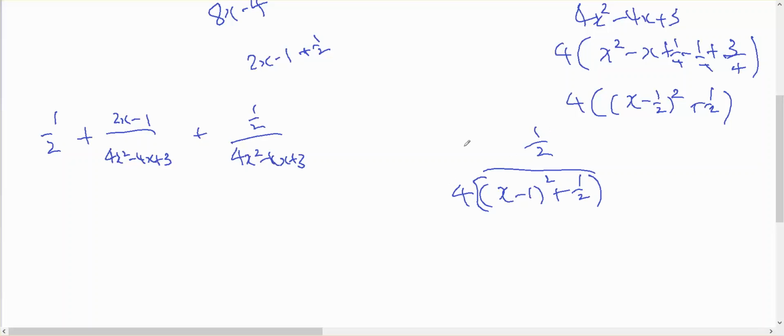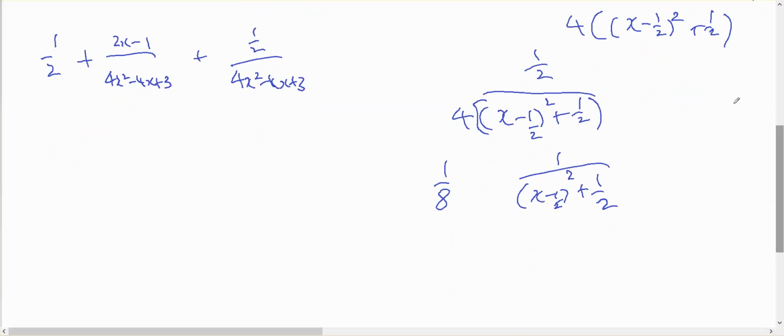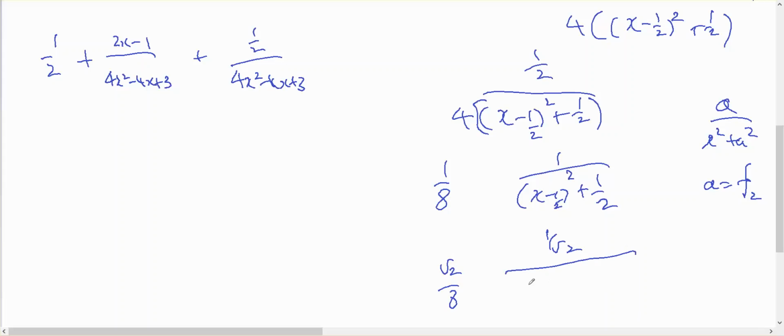So I'm going to bring the half out the front and the quarter, so I've got 1/8. 1 on top of x minus 1/2 squared plus 1/2. So I'm looking for a on top of x squared plus a squared. A is going to be 1 on root 2. So I'm going to have 1 on root 2, so therefore root 2 on 8, x minus 1/2 squared plus 1/2.